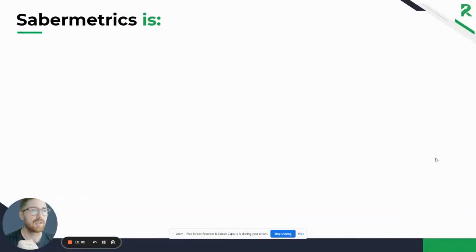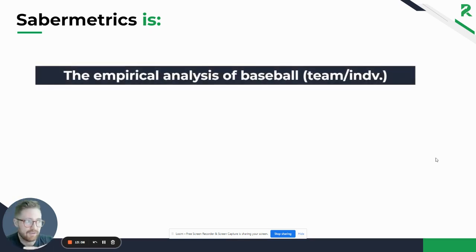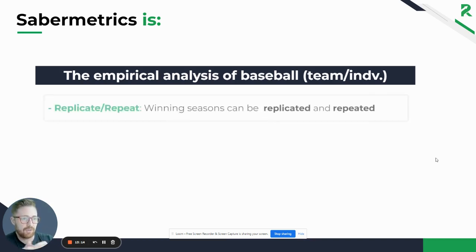So before we get into it, I just want to do an example. And I talked about Moneyball earlier. Let's bring this home. So Moneyball, the idea is using sabermetrics, or using the study of the analytics of baseball, to be specific. It is the empirical analysis of baseball at the team and individual level. And sabernomics is the study of baseball. And it allows people to replicate and repeat winning seasons.